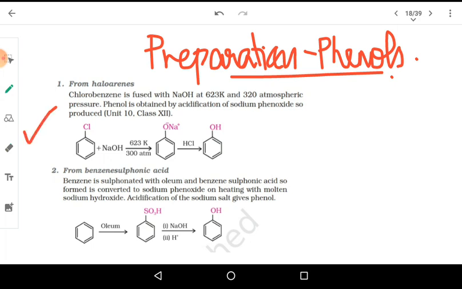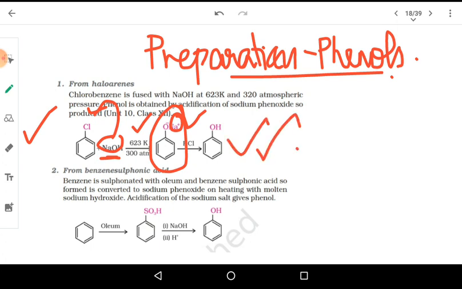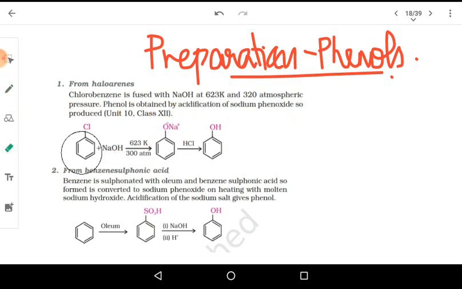We are taking chlorobenzene, and this chlorobenzene is treated with NaOH at 623 Kelvin, 300 atmosphere. What is happening is that this NaO group is going to substitute over here, and the chlorine is moving with the hydrogen as HCl. Now this molecule is reacting with the HCl that is present in the solution, as a result of which the Na is moving out with the Cl to form NaCl, and the hydrogen is substituted over there to get OH. So this is phenol. Very simple reaction.